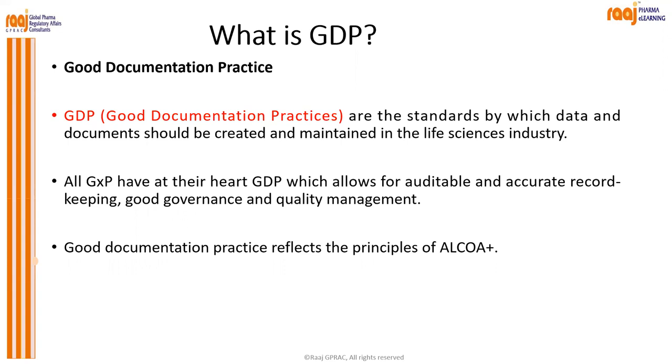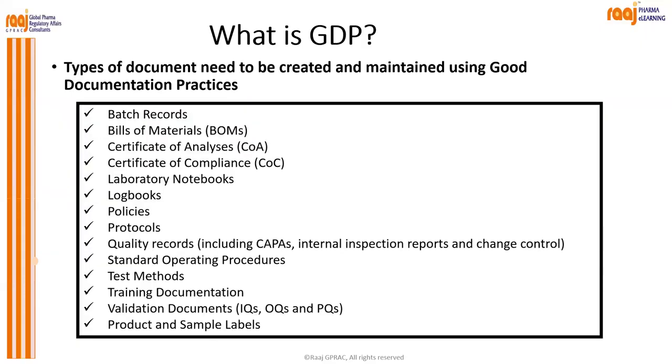These are the standards by which data and documents should be created and maintained in the life science industry. And all GxP have at their heart GDP, which allows for auditable and accurate record keeping, good governance, and quality management. So good documentation practice reflects the principle of ALCOA. What is the meaning of ALCOA and ALCOA Plus? Let us understand in the forthcoming slide.